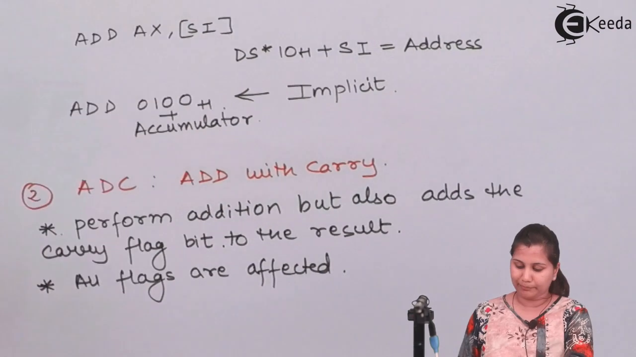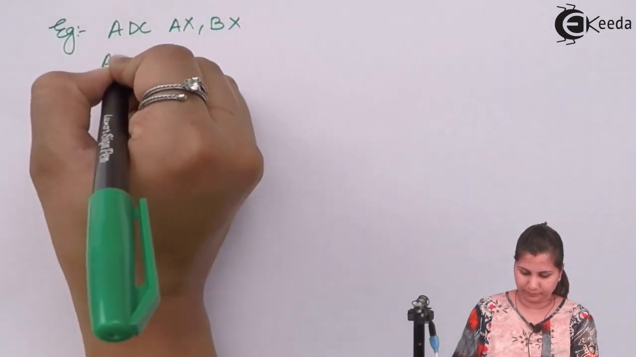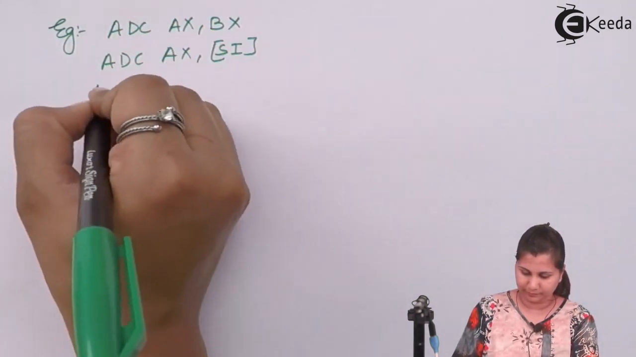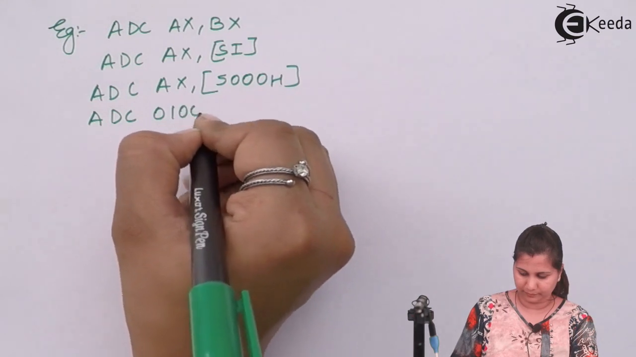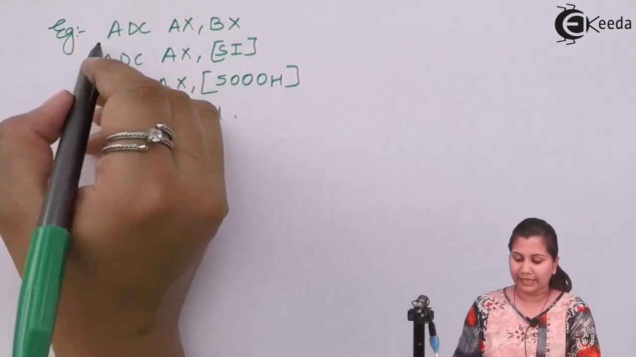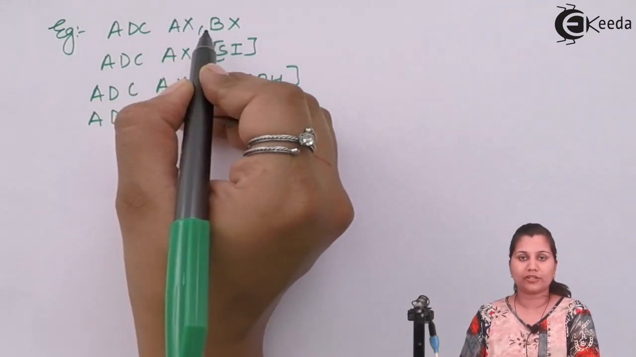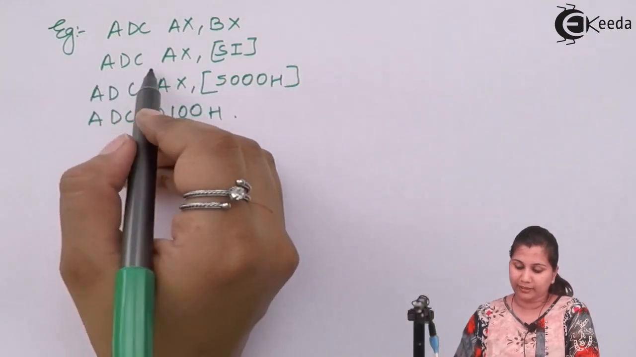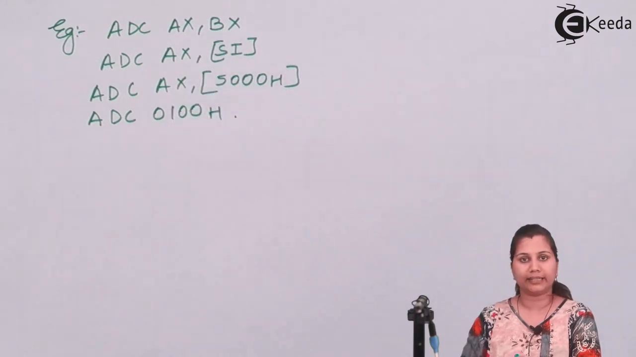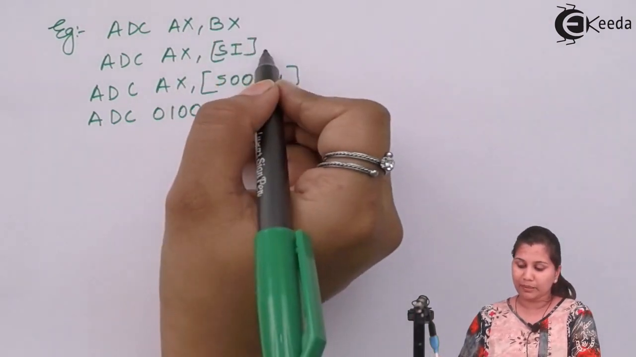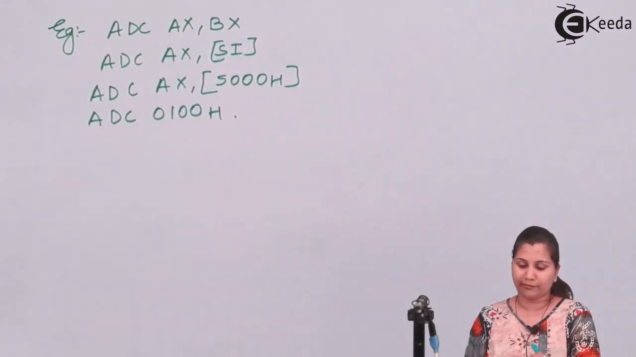Now, if we take the examples, here we are writing the mnemonic ADC and we are adding the contents of AX and BX register along with the carry flag. Here AX and the address of the memory location which is obtained by adding the data segment and the source index. That memory location data plus the accumulator register and the carry flag.